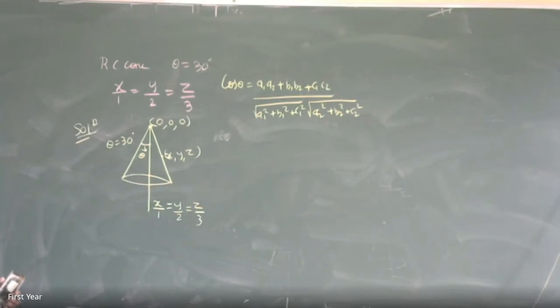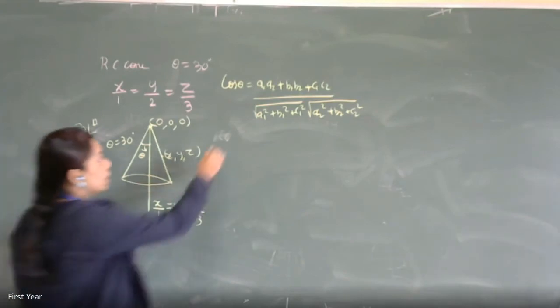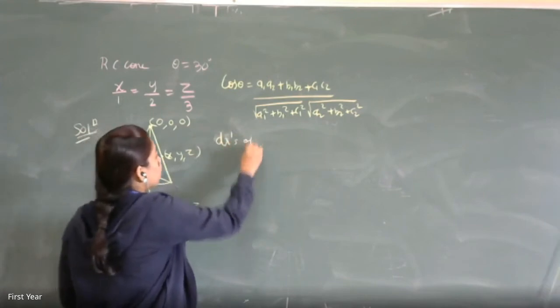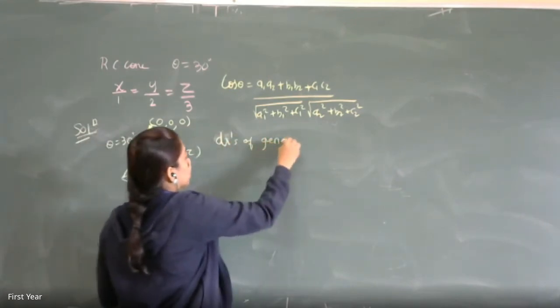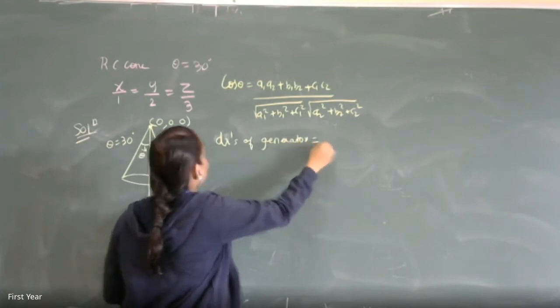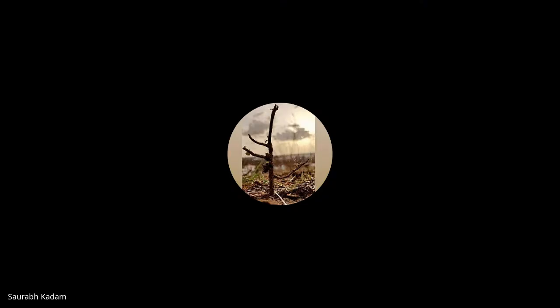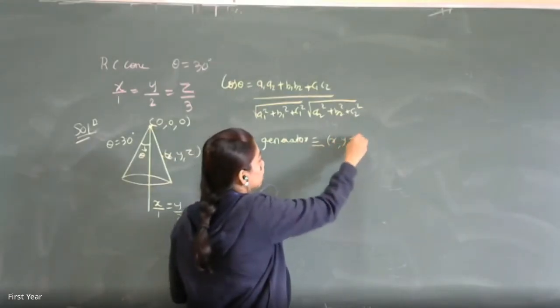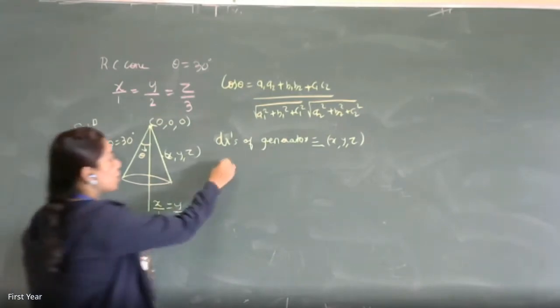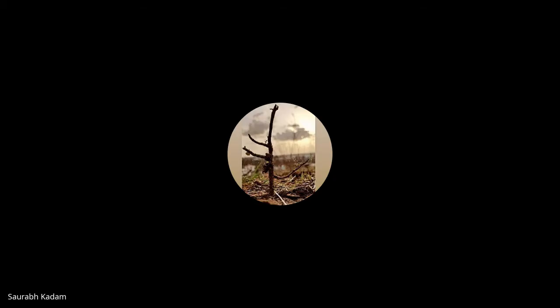So now what is my task next? I have to find the direction ratios of the generator. So what are the direction ratios of the generator? x minus 0, y minus 0, z minus 0. So that is directly x, y, z. And what are the direction ratios of the axis? 1, 2, 3. Direction ratios of axis are 1, 2, 3.